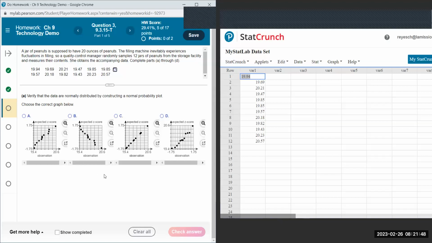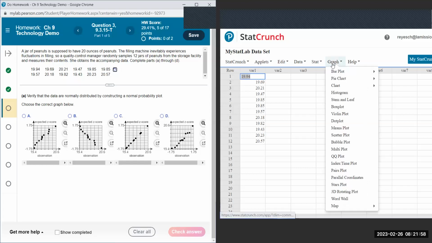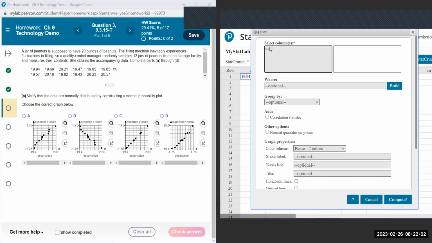So we're just going to make sure that the conditions are met for us to do an analysis, because the sample is less than 30. So a normal probability plot is called a QQ plot in StatCrunch. Choose a variable, correlation coefficient. I'm not going to do this one because this one says to put the Z values, the normal quantiles, on the y-axis, and this one has the Z values on the x-axis.